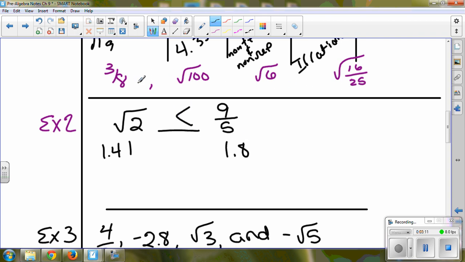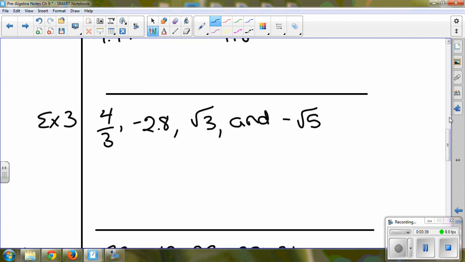Let's go look at this real quick and classify them. 3/8 is a fraction, so it's rational. Square root of 100 is equal to 10, so it is rational, because 10 over 1 can be written as a fraction. Square root of 6 I can't find easily, so it's irrational. Square root of 16/25. Well, square root of 16 over square root of 25. We get 4/5, which is a fraction, so this is rational.